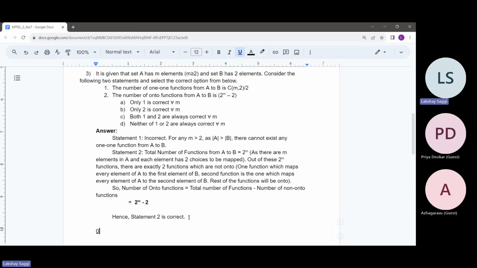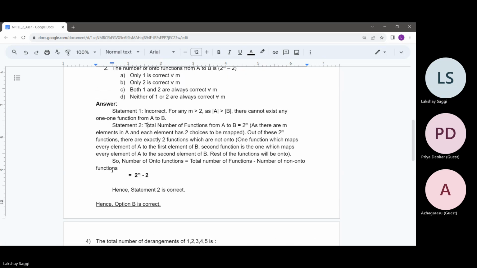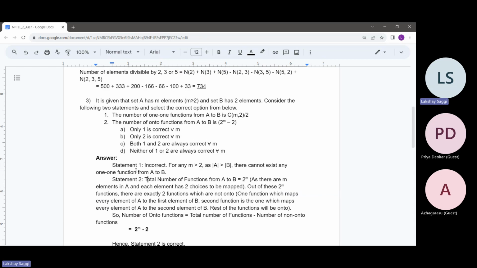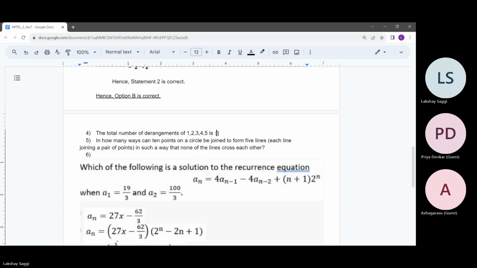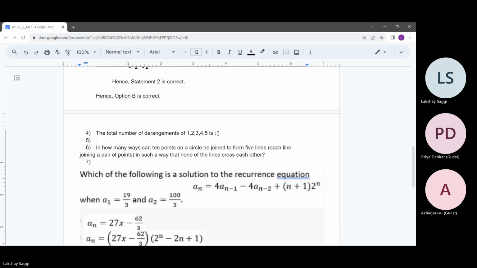I hope it's clear to everyone how we arrived at this. So this was the third question. If there are any doubts, you can let me know. Otherwise, I'll move on to the next question. Okay, let's move on to the fourth question then. Before that, I'll just go for 1 minute and get some water. We'll discuss the fourth question in a minute.